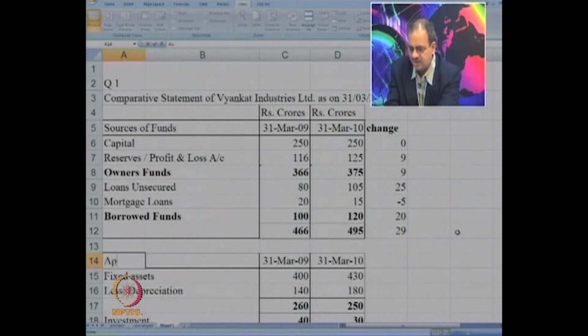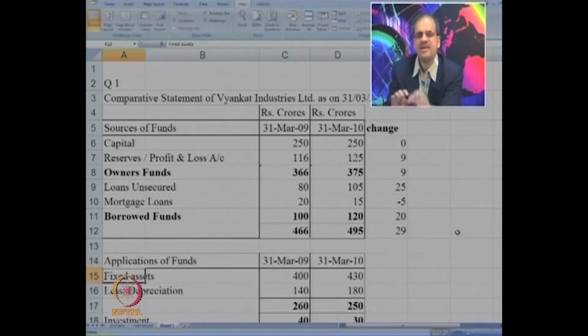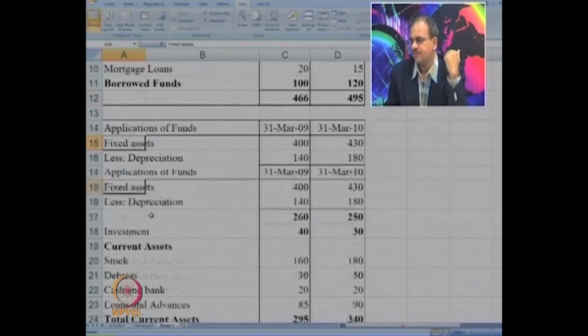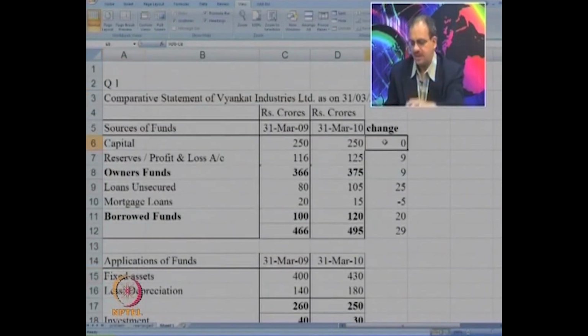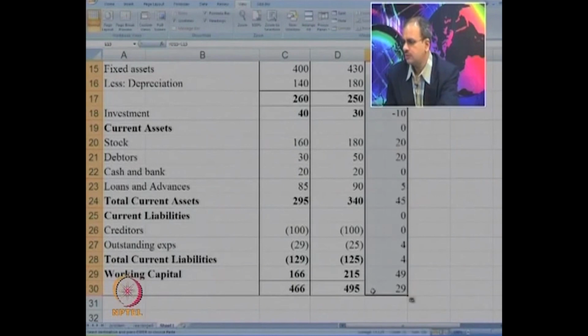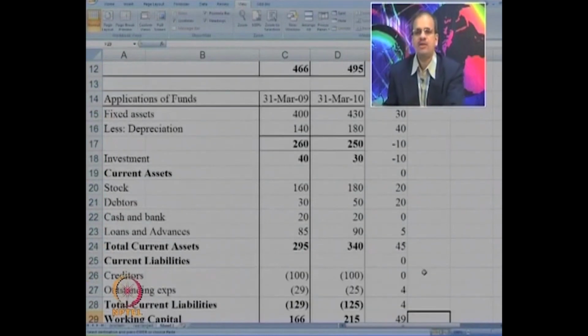Assets, now we will start with, again I will rename it as applications of funds. This is a better title because I am not going to exactly write the same assets. This is already including assets minus current liabilities. The first part is same. We will find the difference. So you can have a look at how the assets look like.